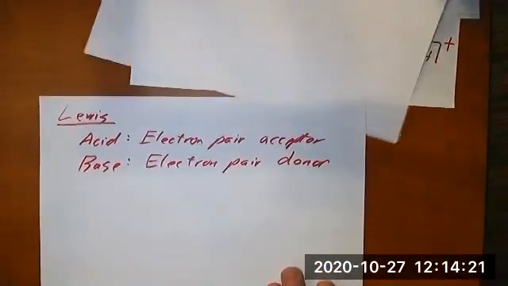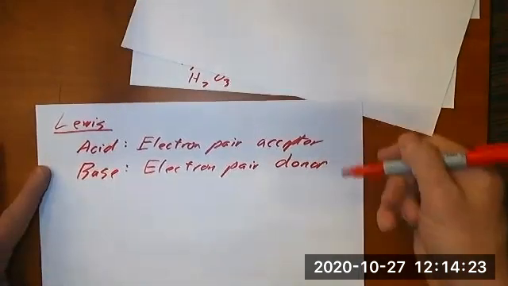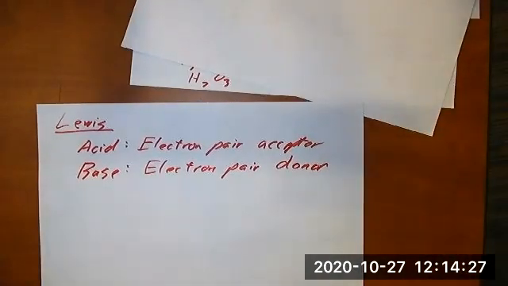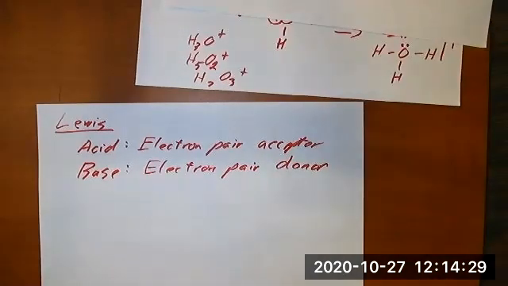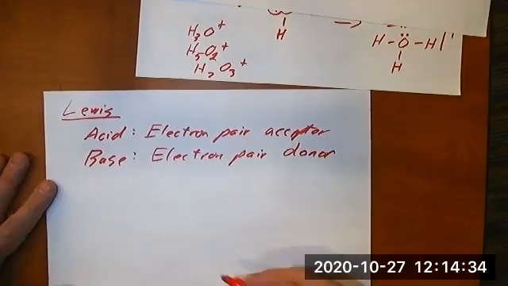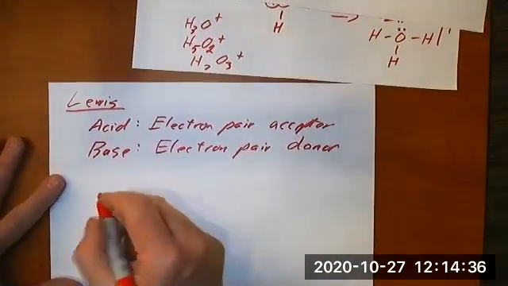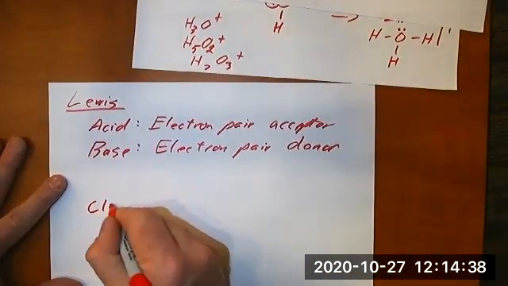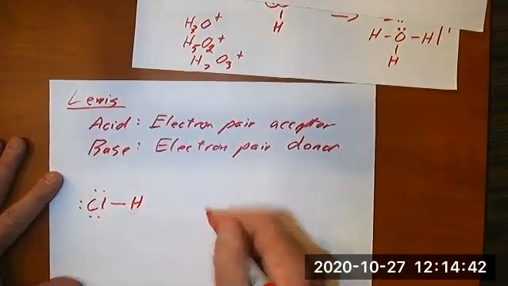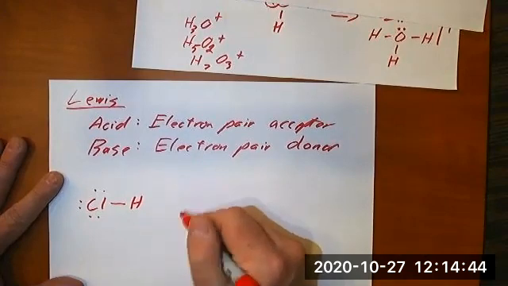Okay, so to understand how this definition works and how it relates to the other definitions we were looking at, we need to look at the Lewis structures over the course of the reaction. So what I'm going to draw here is our HCl dissociating in water reaction.